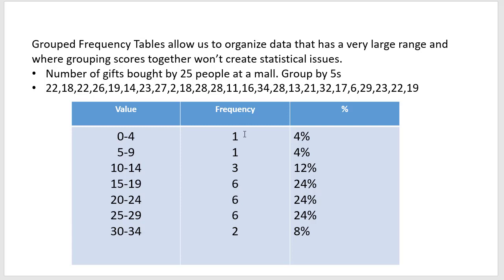So what that means is that one person bought 0 to 4 gifts. One person bought 5 to 9. 3 people bought 10 to 14 gifts. 6 people bought 15 to 19. 6 people bought 20 to 24. 6 people bought 25 to 29. And 2 people bought 30 to 34. And just some simple math, which we'll learn next time, but you probably already can figure this out. That means that the percentages of people are indicated thus.